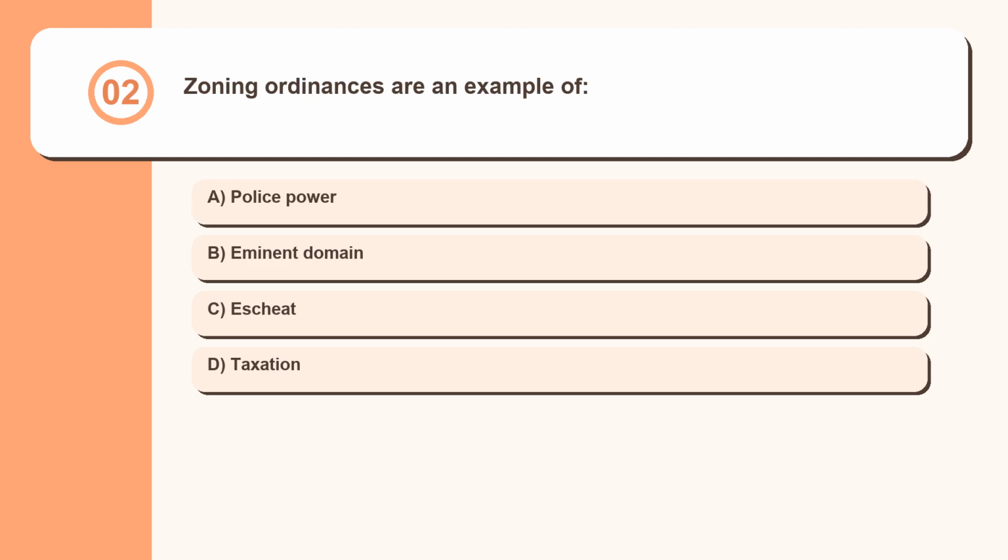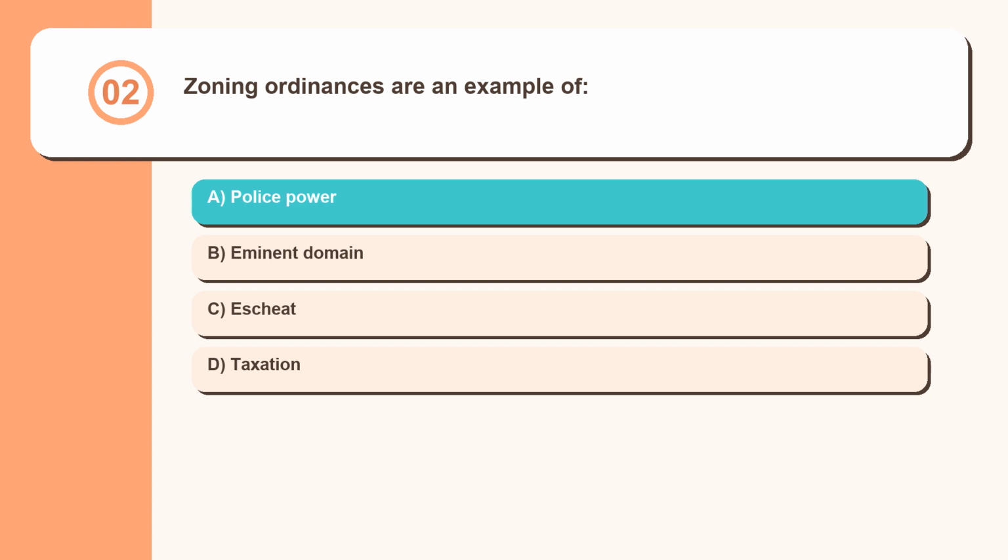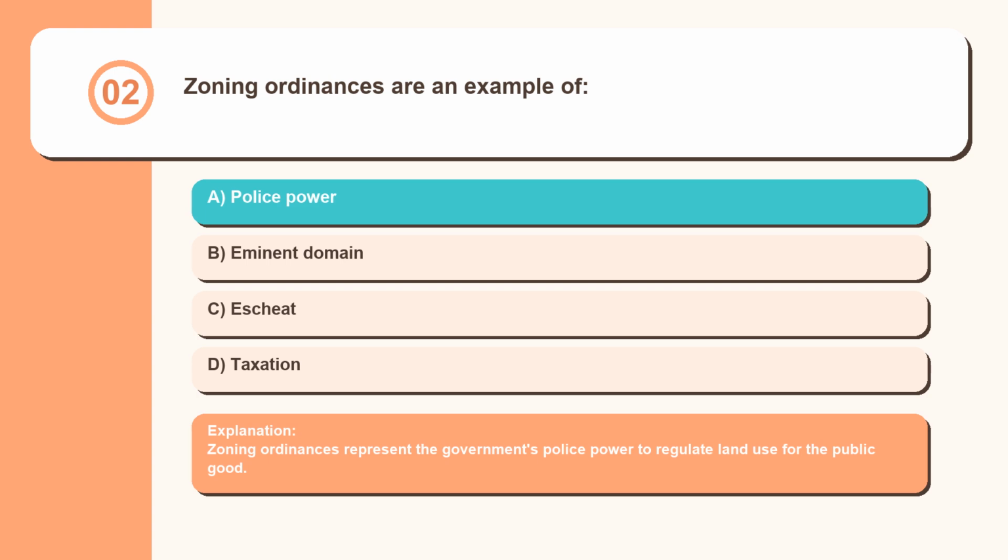Question 2. Zoning ordinances are an example of police power, eminent domain, escheat, taxation. Zoning ordinances represent the government's police power to regulate land use for the public good.